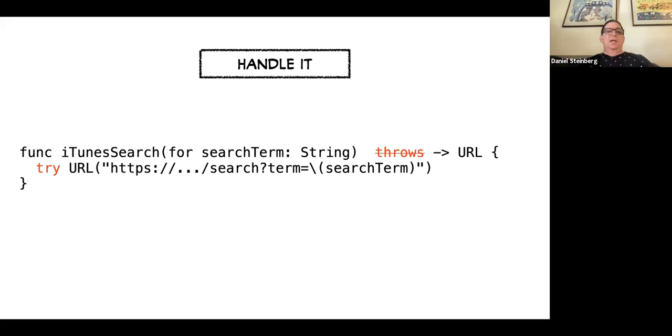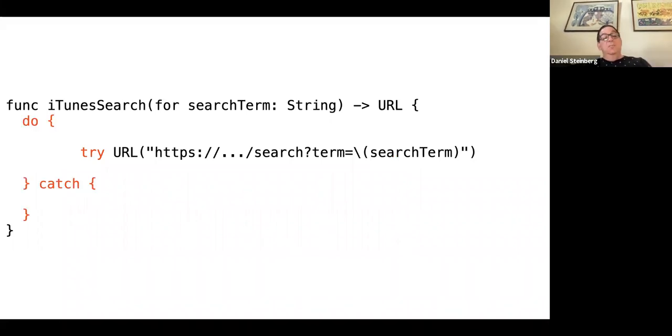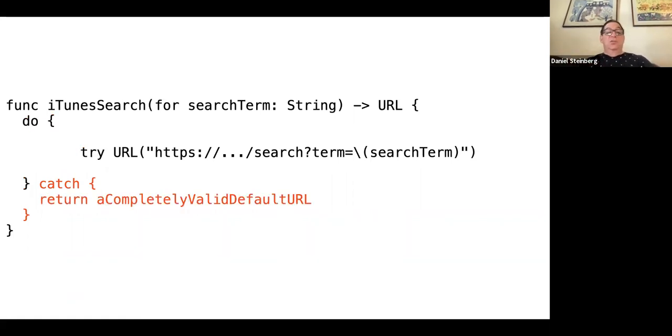If we want to handle it, that's a little bit harder because that says I'm not going to throw as a method. iTunes search is just guaranteed to return a URL. And so I can't just try this thing without doing something. I have to, in fact, use a do, try, catch. And so I put this try in the middle of a do and I catch errors. And now I try the URL. It either works or it doesn't. If it doesn't work, I'll return my valid URL. That's how I'll take care of the error. And if it does work, I'll return the valid URL. So this is how I handle it.